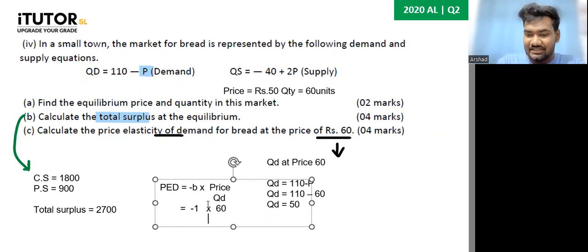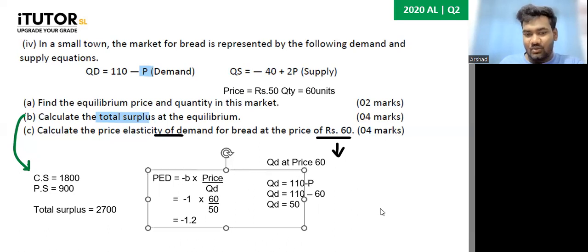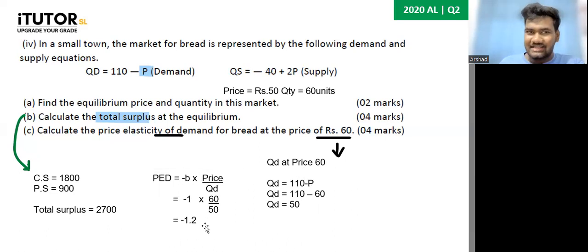They're telling us to find it at the price of 60. So how much do we get? Minus 1.2. Yeah. Remember, don't forget the minus, guys. It's more correct because they're giving you 4 marks. They might sometimes cut marks if you don't put the minus. Okay, so minus 1.2 is the correct one.